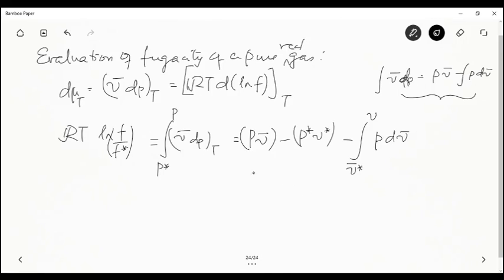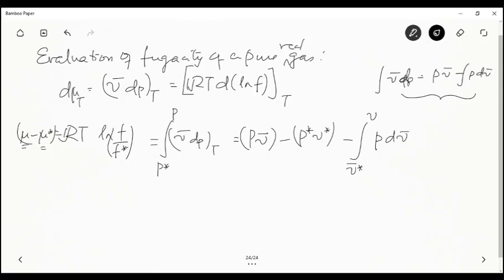Is that right? So now if I know the equation of state in some form, let us say a van der Waals equation of state or Lee Kesler equation of state or any kind of equation of state, if I know the pressure as a function of specific volume, then I should be able to integrate this expression and substitute these to get the correct value of the RT log f by f star, which is basically the difference between mu minus mu star, where mu is the chemical potential at the current state and mu star is the chemical potential at the ideal gas limit. So this is the expression.